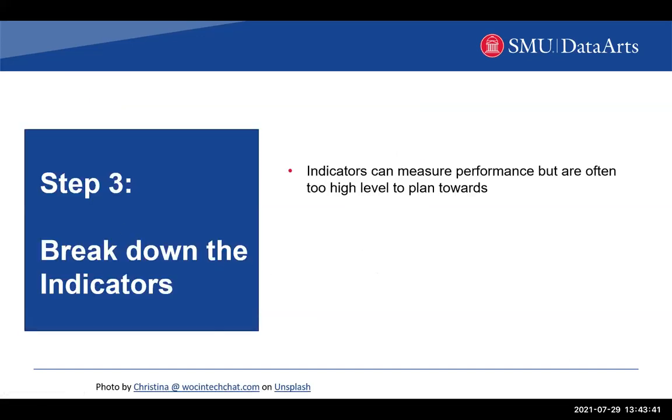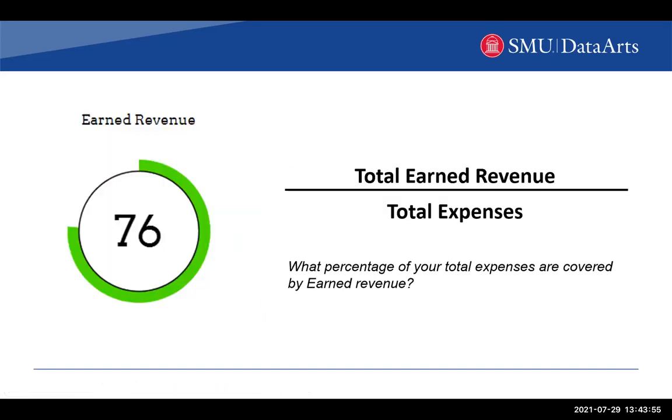Okay, so this brings us to our third step in our process, for Example Cultural Dance Company, to look more closely at these indicators and break them down into more specific data points that can help us plan. I'm going to focus on 3 of these metrics in this example, just for the sake of time. First, let's look at earned revenue. This indicator is calculated as total earned revenue divided by total expenses.